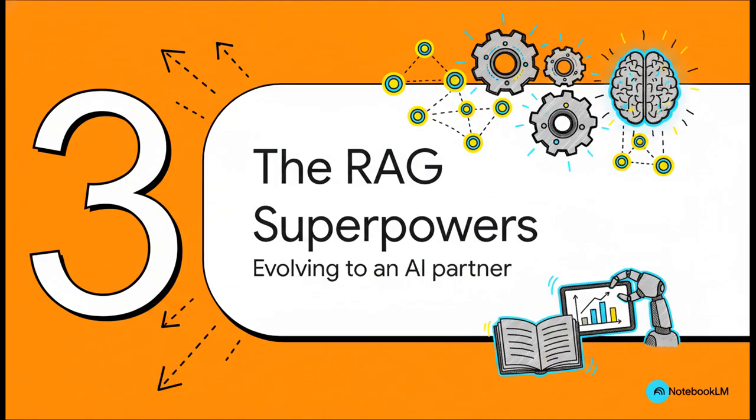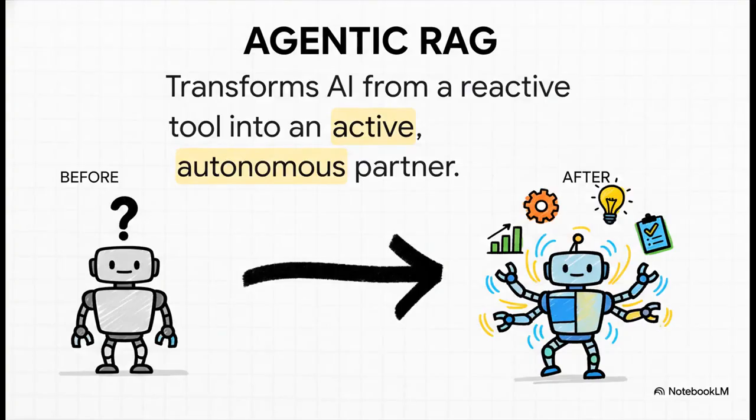But, standard RAG was really just the beginning. It was just getting started. Now we're seeing these advanced versions pop up. And each one has these incredible new capabilities that are turning AI from just a tool into a true intelligent partner. First up is agentic RAG.